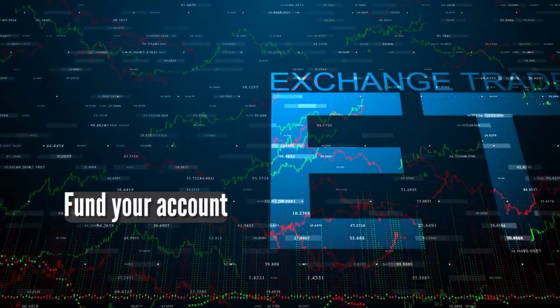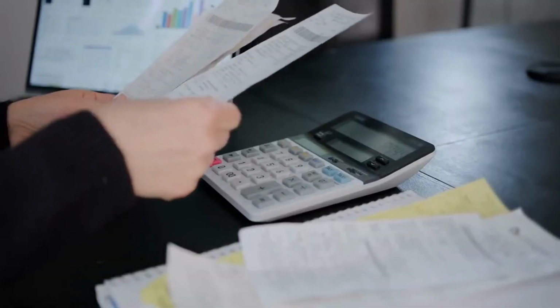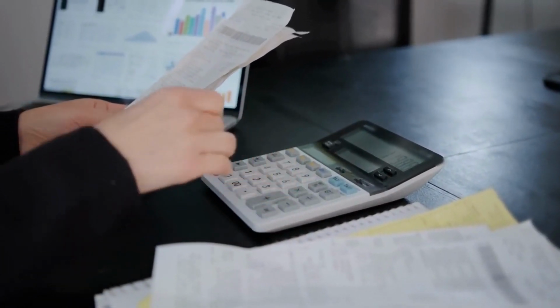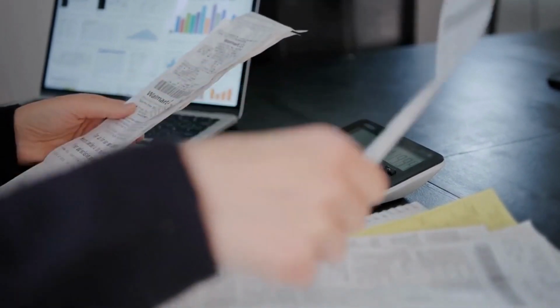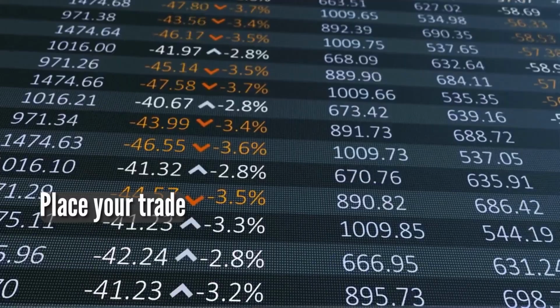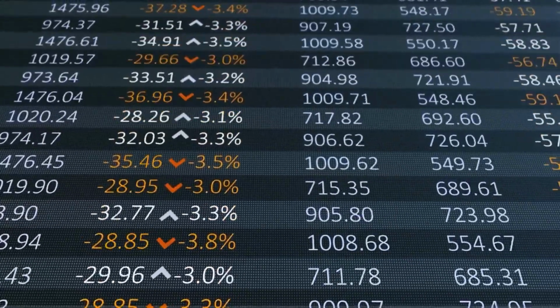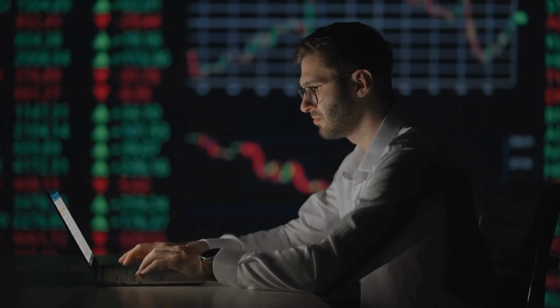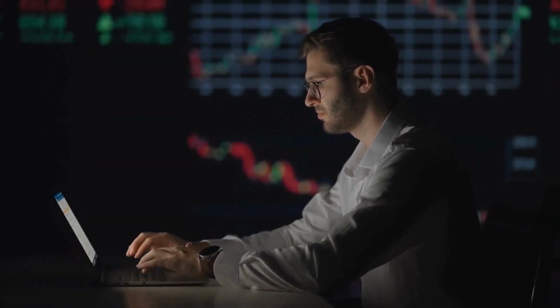Fund your account. After opening a brokerage account, you need to fund your account with money to purchase gold ETF shares. You can fund your account by transferring money from your bank account, wiring money, or writing a check. Place your trade. Once you have funded your account, you can place your trade to buy gold ETF shares. You can place your trade online or through a broker.